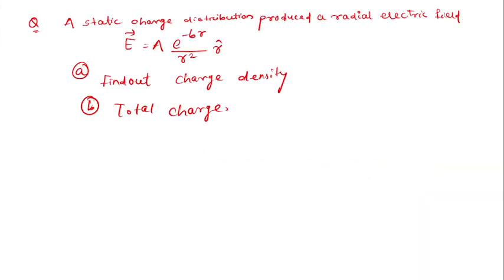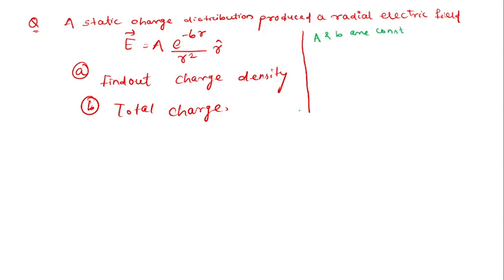So there's a question: a static charge distribution produces a radial electric field, which is given by E vector is equal to A e to the power minus br upon r square. We are asked to find the charge density and total charge. And here one thing you have to remember: A and B are constants.